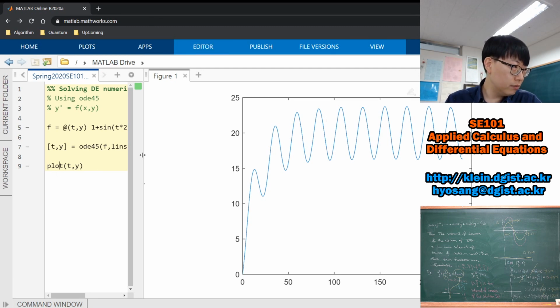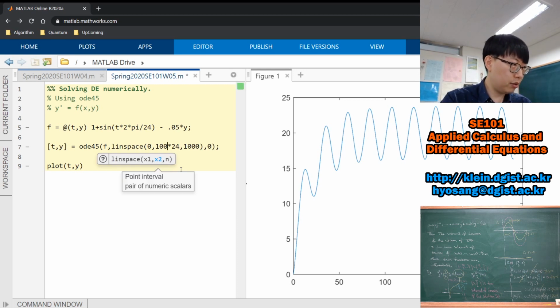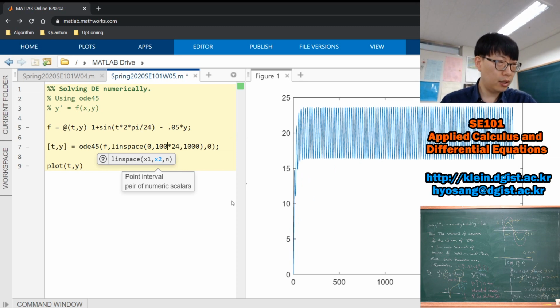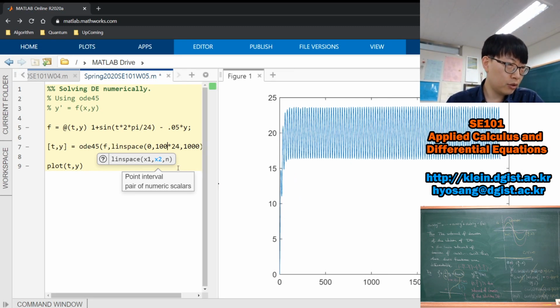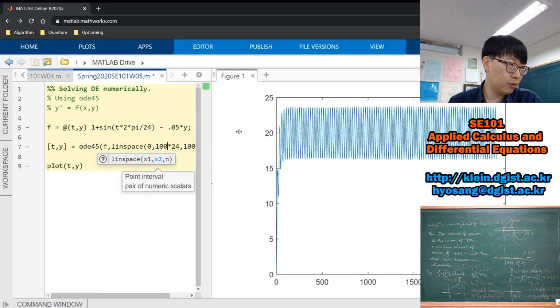If you keep going, if you keep moving your time period to 100 days, you see the fluctuation will not change. It's almost equal. Similar figure after around 5 days or 2 days. Okay.